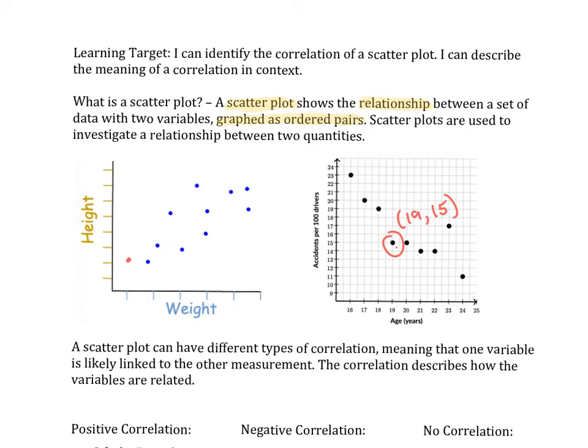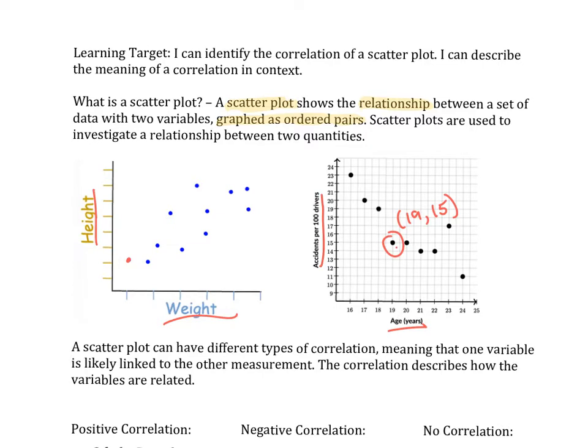So these can be used to investigate a relationship between two quantities, such as height and weight. Okay, so we would say that height and weight are whatever we're representing in this graph here, or age and accidents per 100 drivers. Okay, and then these have different types of correlation. Okay, meaning that one variable is likely linked to the other measurement, which would make sense, right?